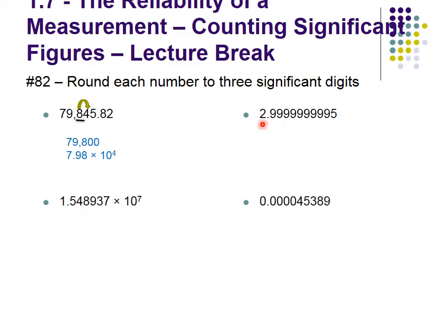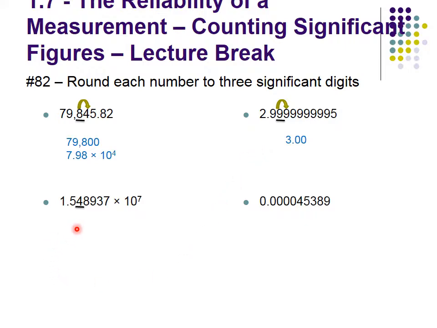Over here, 2.9999995. So our third significant digit is that 9. We look behind it, it's another 9. Now 9s can be tricky because they make you round up a couple times. So this 9 makes that one round up, makes that one round up, makes that round up. So 2.99 rounds up to 3.00.